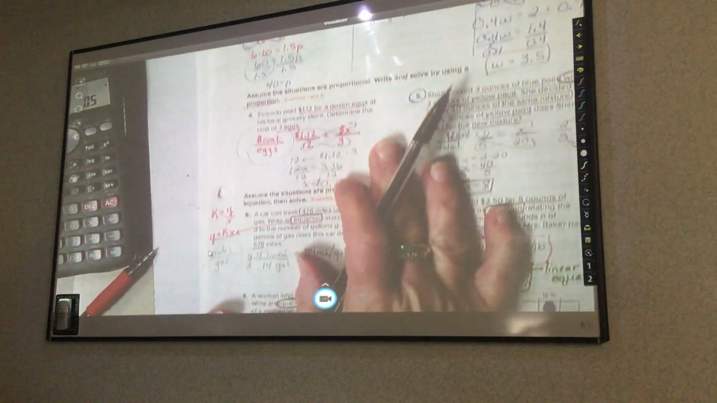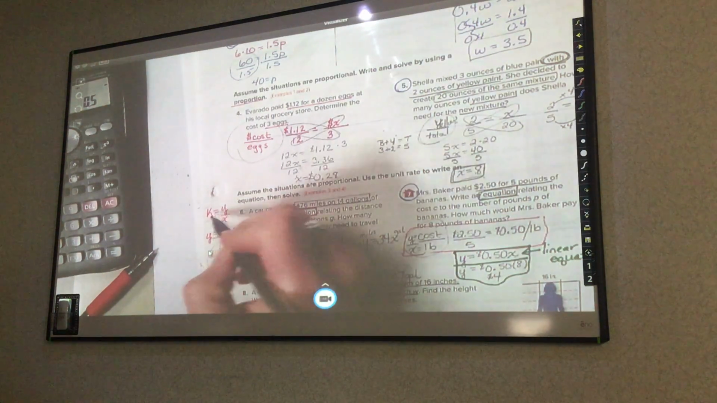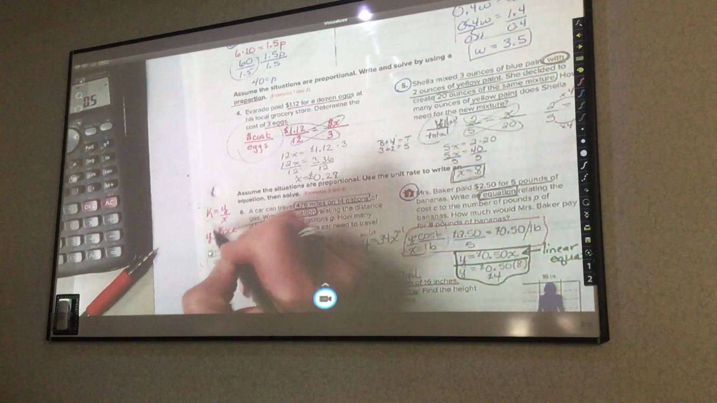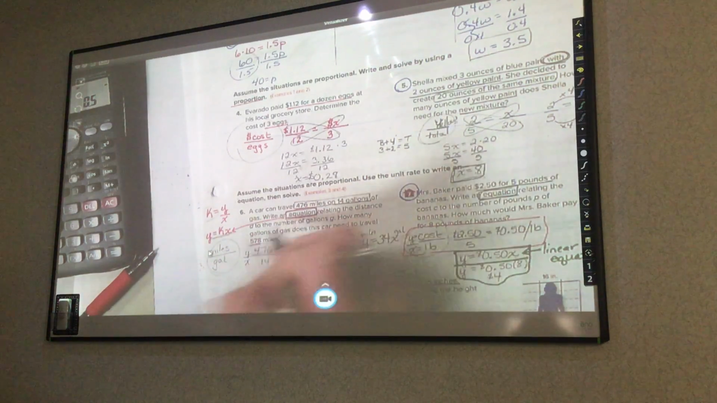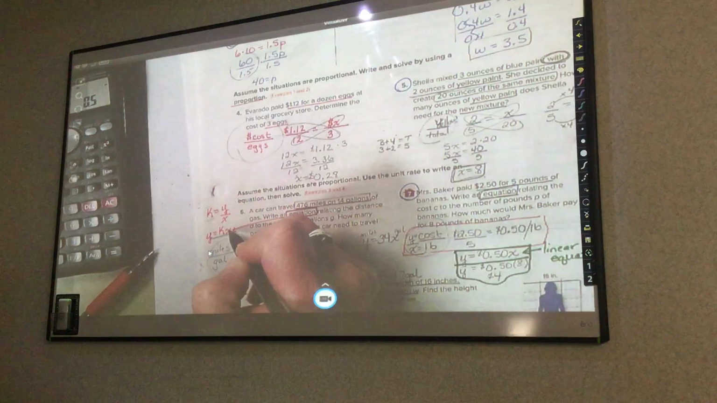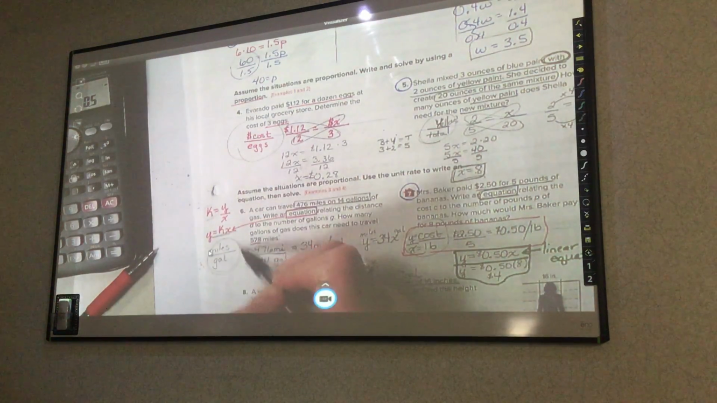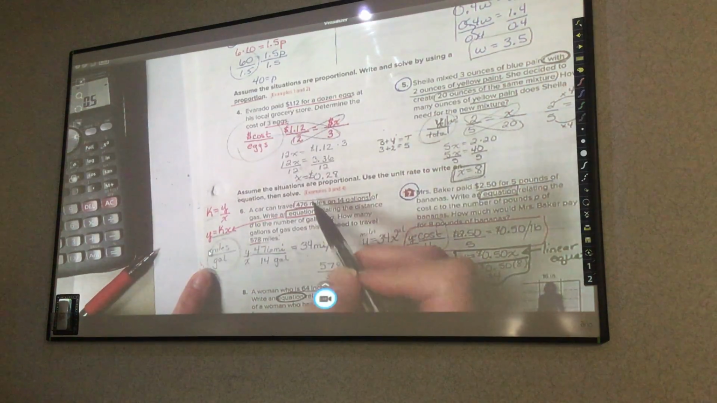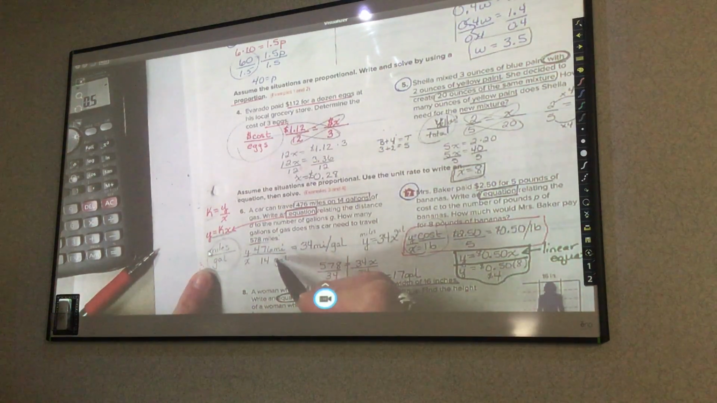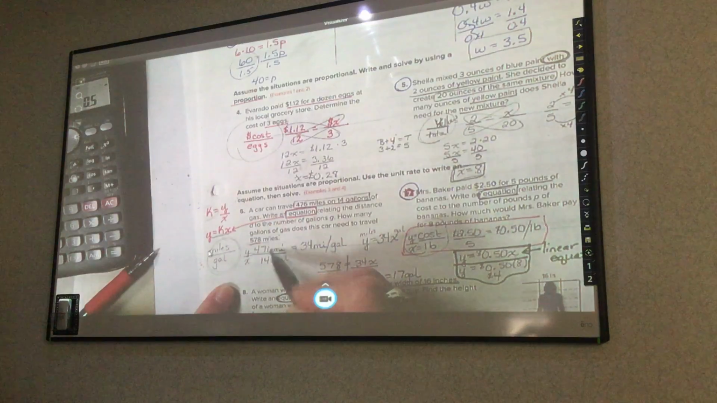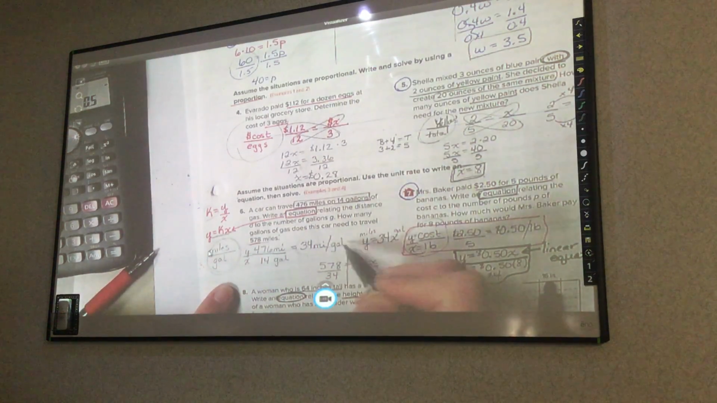For 6, we had to make sure that we are writing now that we have a constant equals Y over X, and this is our linear equation. Y equals K times X. K is constant. So then we found miles per gallon. This was 476 miles per 14 gallons. We put that in our calculator and got 34 miles per gallon.